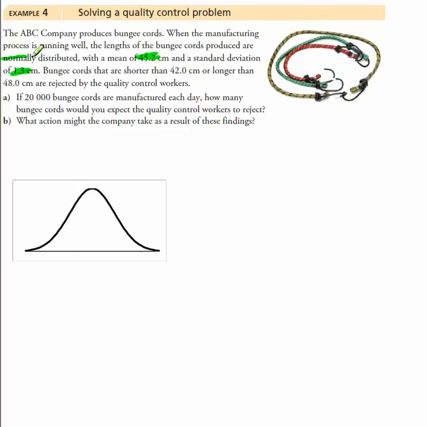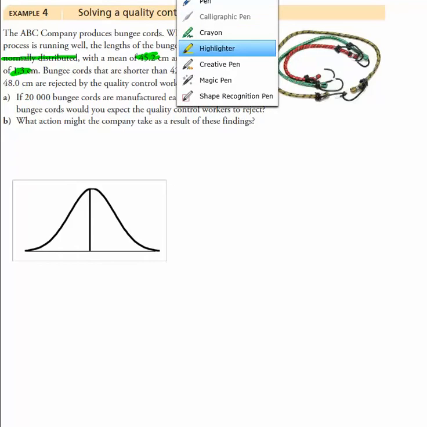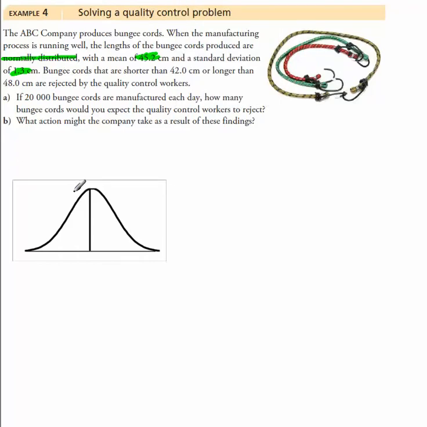And again, remember that data has to be normally distributed for us to use z-scores. We're told that bungee cords shorter than 42 centimeters or longer than 48 are rejected. So too short and too long are not good. If you don't have a bell-shaped curve sketch, you should do so. There. And keep in mind that our bell curve represents 100% of all bungee cords.